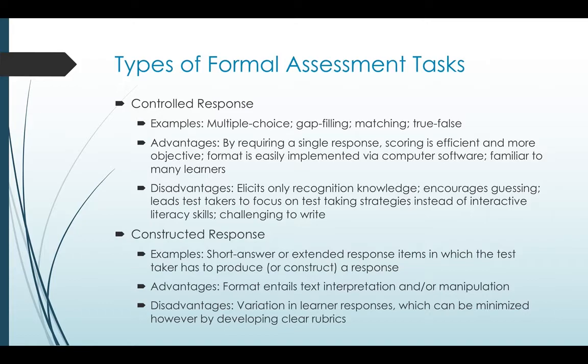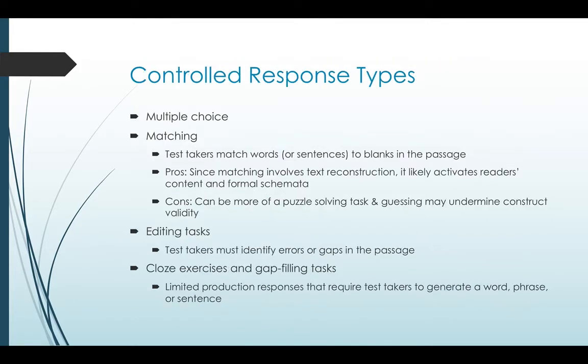Now, there are two main types of assessment tasks. The first type would be controlled response, and the second type, we call constructed response. So controlled response types would include multiple choice, gap filling, matching, or true-false. For example, matching, multiple choice we all know. Matching would be when test takers have to match words or sentences to particular blanks in the passage.